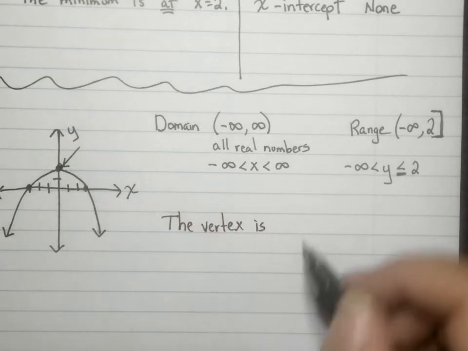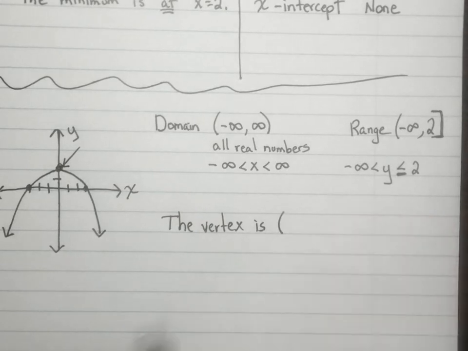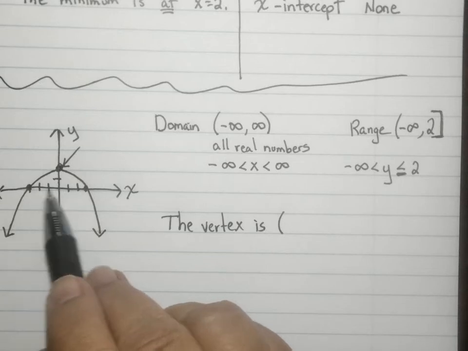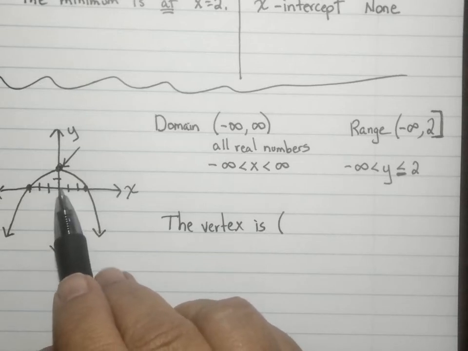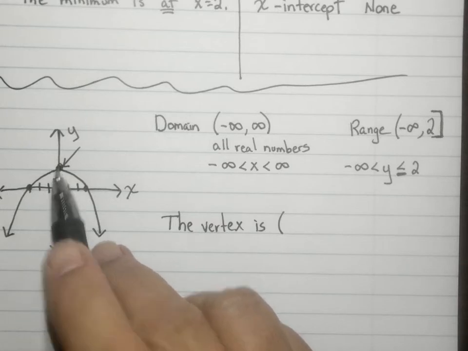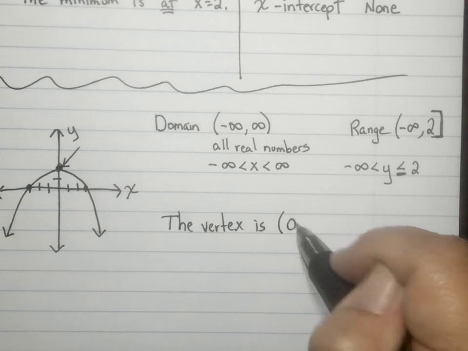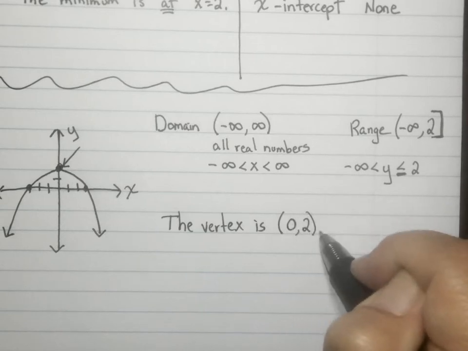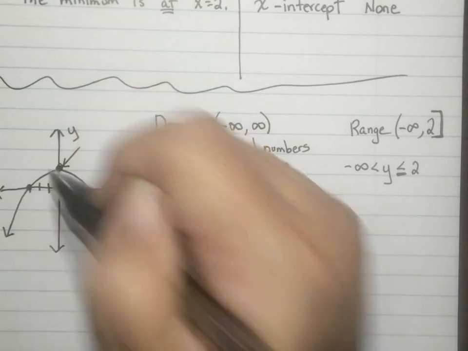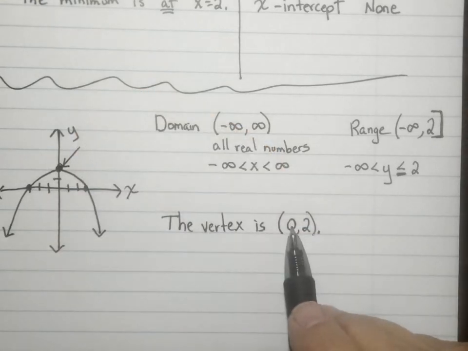So the vertex is where? X is 0 and the y is 2. So it's (0, 2). This is a point. The vertex is the point on the graph. The point is at (0, 2).